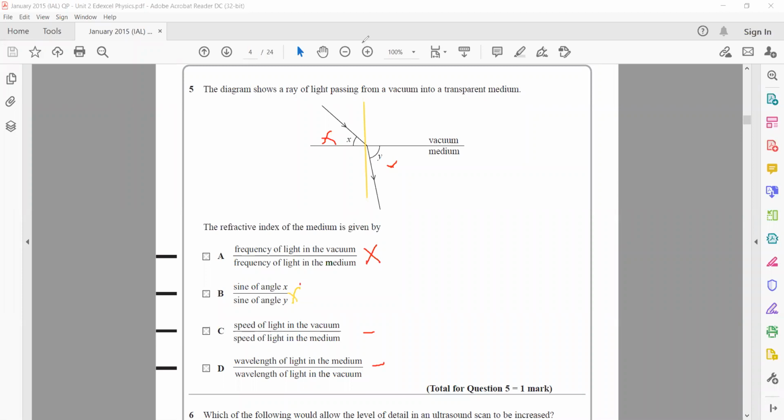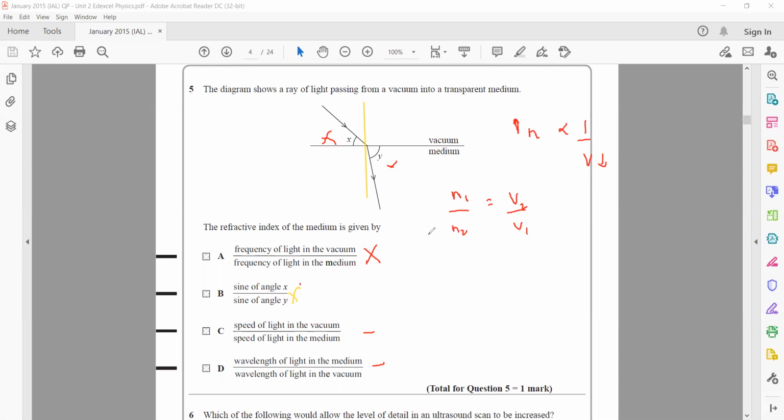So we are left with either C or D. Because the light is traveling in vacuum and moves into a medium, we know n1 over n2, refractive index and speed are inversely related: higher refractive index, smaller speed. So n1 over n2 is equal to v2 over v1.